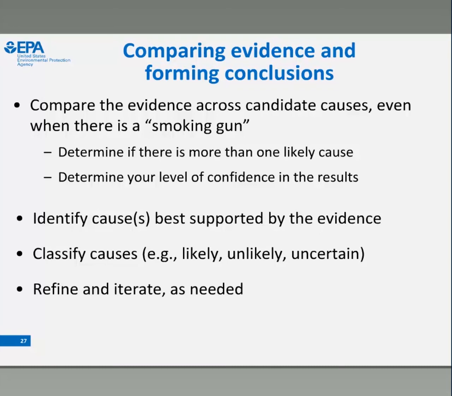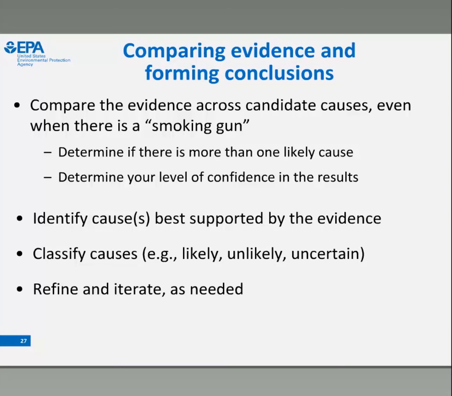Do not add up pluses and minuses. Rather, look at all the pluses and minuses across all types of evidence for all candidate causes. Identify the cause or causes best supported by the entire body of evidence and classify all causes, for example, as likely, unlikely, or uncertain, to help identify causes that might benefit from more data gathering and evidence generation.